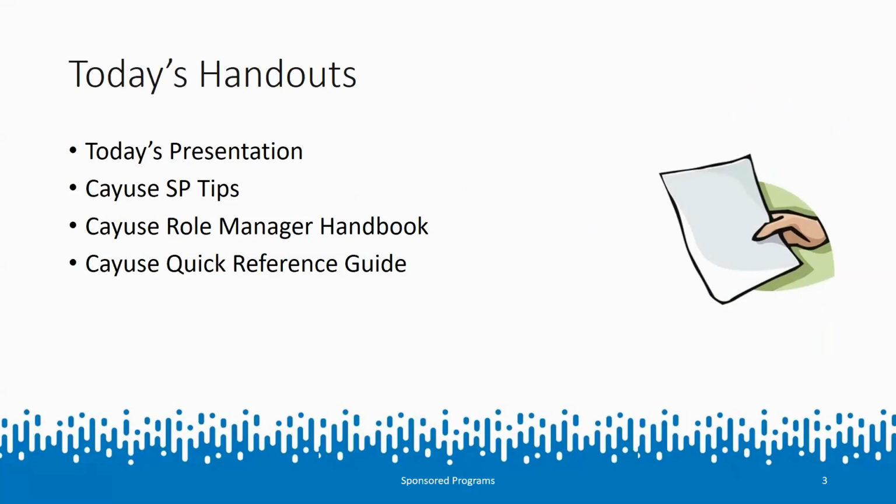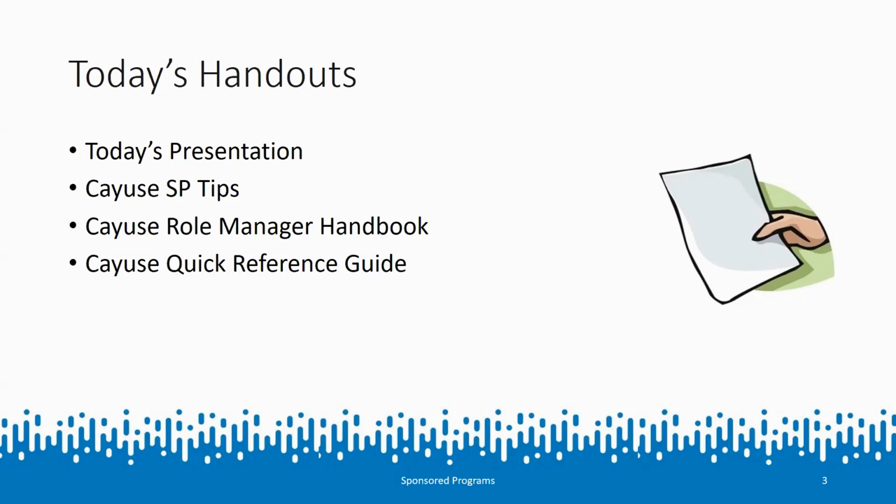I'll hand these out to the people that are in the room today. You will have today's PowerPoint, and it's actually all of the slides, 2 pages per slide. Then you should also have a document called Cayuse SP Tips. We're not going to go over this document, but it's just some things to help you avoid some common issues that we run into in Cayuse and to use SP as effectively as you can.